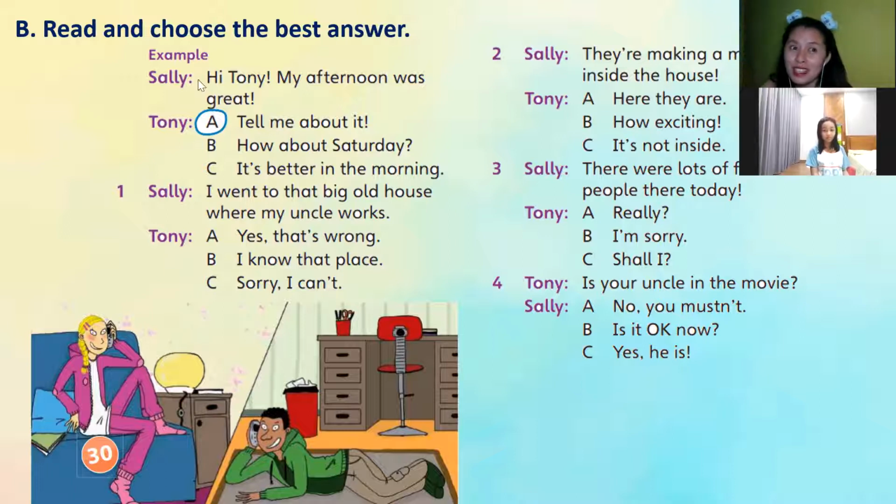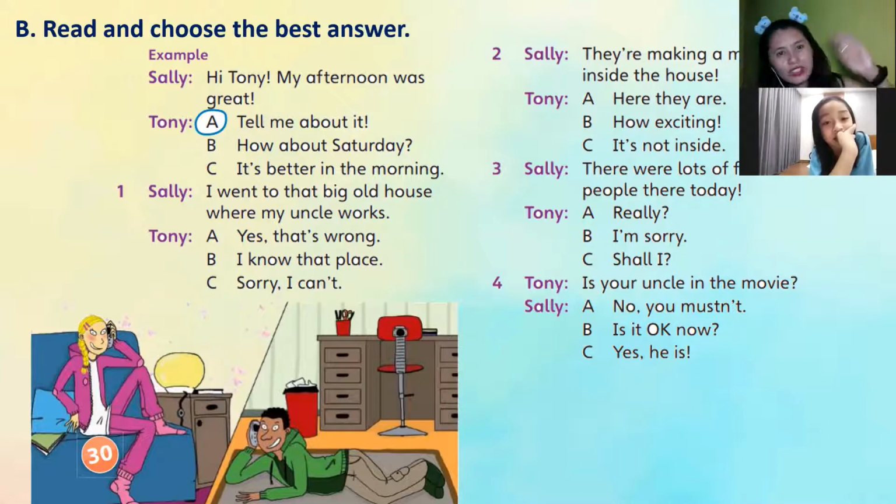Okay, so this time read and choose the best answer. You will be Sally and teacher will be Al. Teacher will be Sally and you will be Tony. Okay?